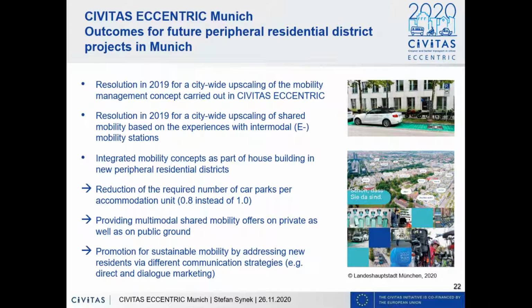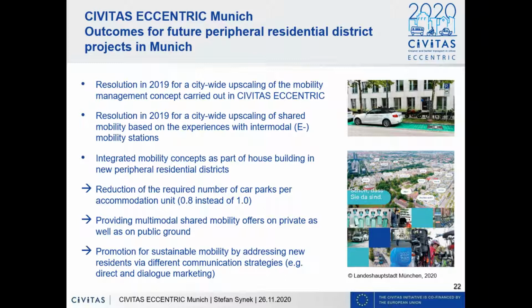And also important for the newly built areas in the future is that we integrated into the tenders for the housing societies an integrated mobility concept. So for newly developed peripheral districts, this means that a reduction of the required number of car parks per accommodation from 1.0 to 0.8 is required. And how can you do this as a housing society? Of course, you can offer shared mobility on your private ground, but we also support it with shared mobility on the public ground.